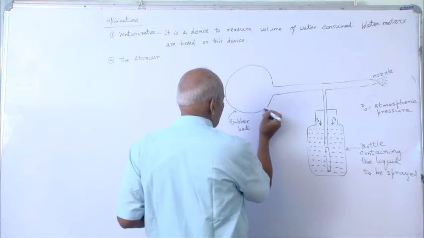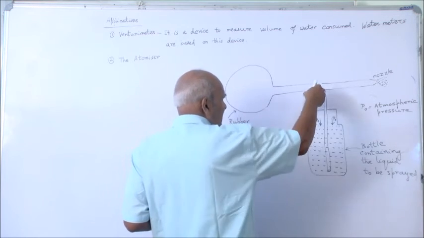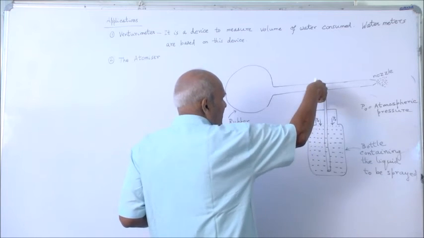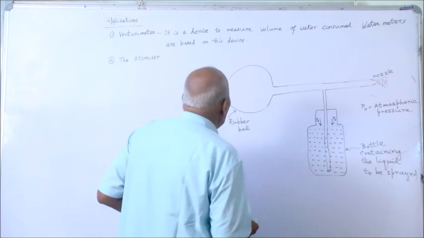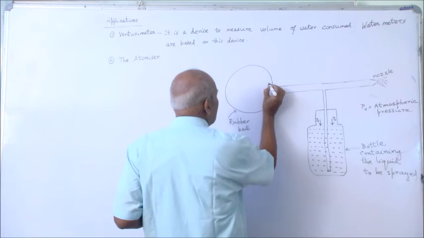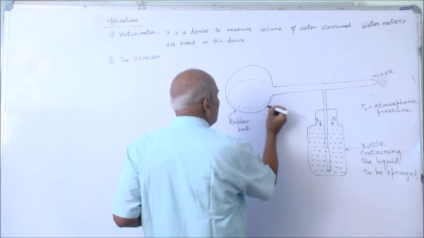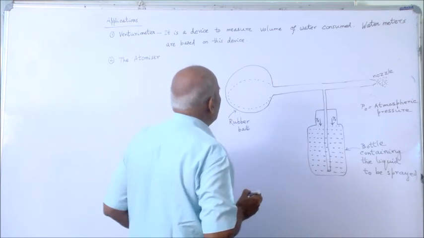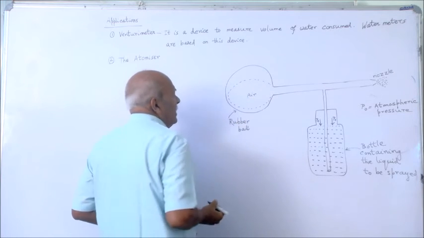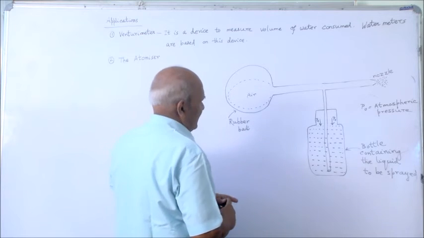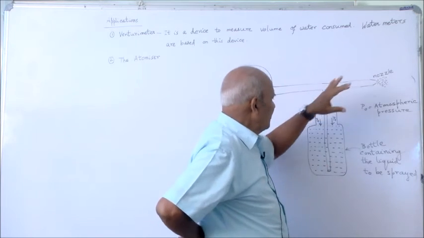So what it contains is a rubber ball attached with a horizontal tube, and there is a vertical tube also starting from the horizontal tube, and it is inside the bottle. So at the first instant, suppose you squeeze it, then the volume of the ball decreases and some amount of air goes out with some velocity.